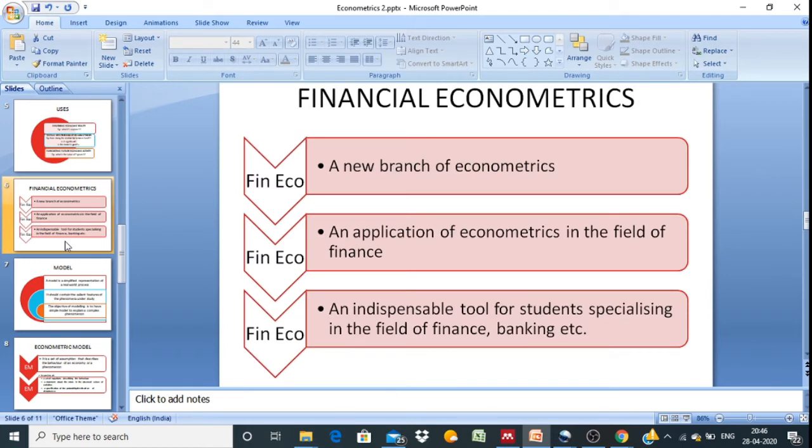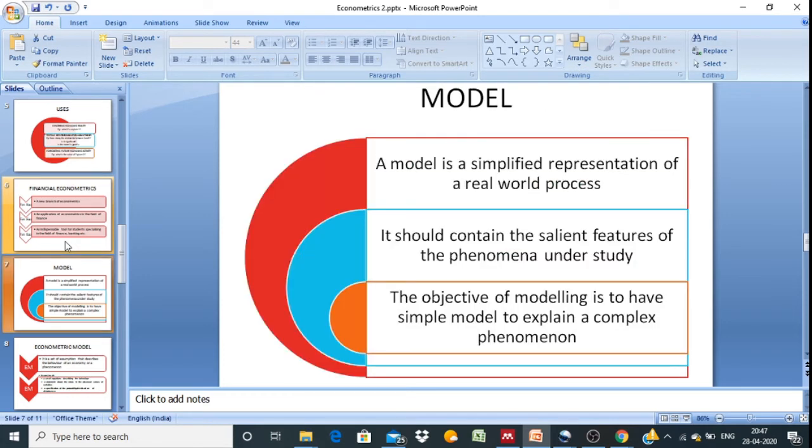Then come to financial econometrics. Financial econometrics is a new branch of econometrics and it is an application of econometrics in the field of finance. It is an indispensable tool for students specializing in the field of finance, banking, etc.